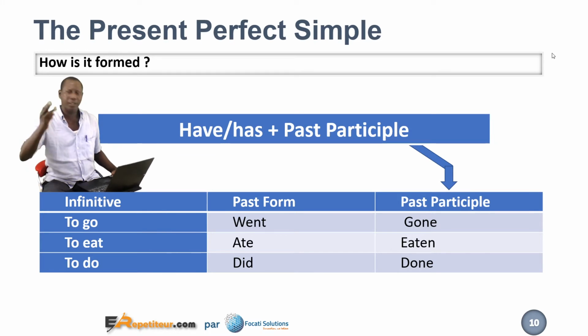So here we are with the third past tense called the present perfect simple. How is it formed? Have or has plus past participle. Remember the table of the irregular verbs. It is the last part of the table as shown here on the board.